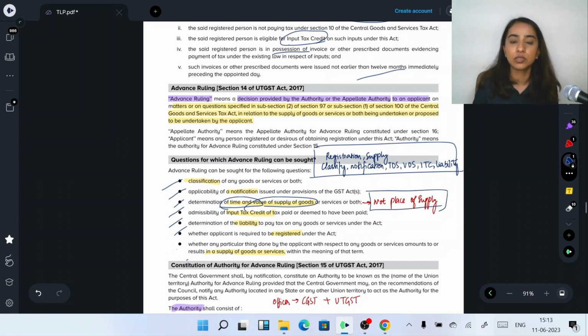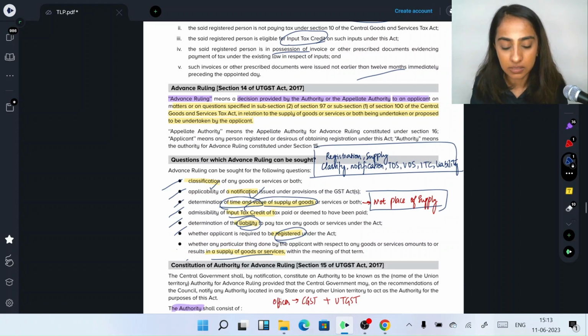In the question they'll ask you, can advance ruling be taken for place of supply, or which one of the above cannot be applied for advance ruling, right? So place of supply will not come here. But any others, any classification of goods and services, any applicability of any notification, time, value, ITC, any liability, you don't know how much to pay, you don't know what is the rate to be applied, you can go ask. You don't know whether you're supposed to get registered or not, you can go ask. And anything that's related to supply of goods or services, you can definitely ask.